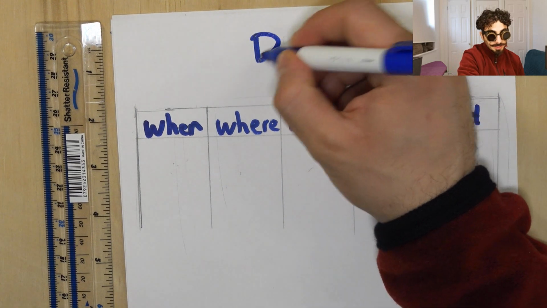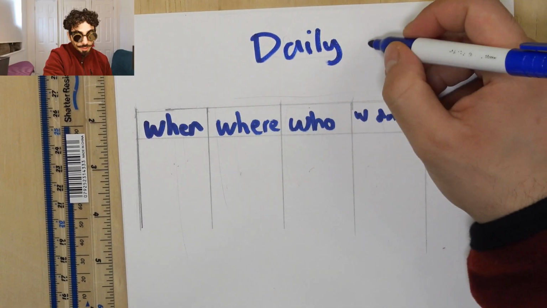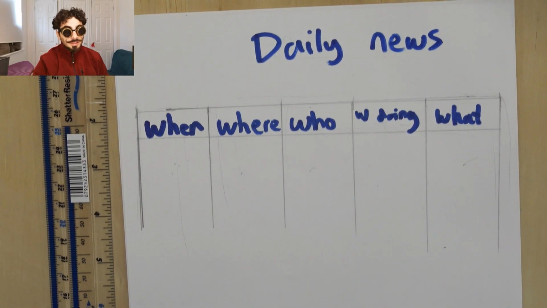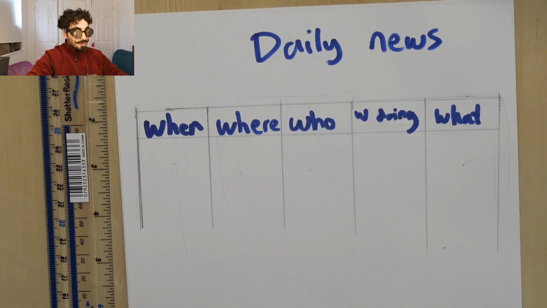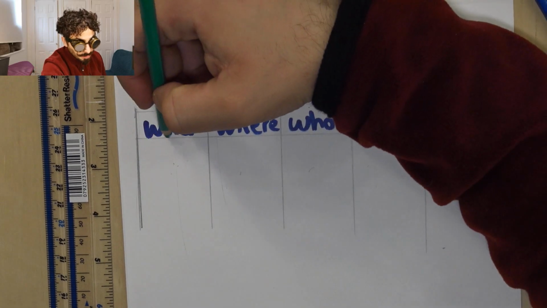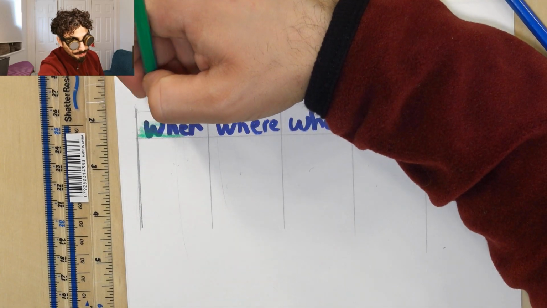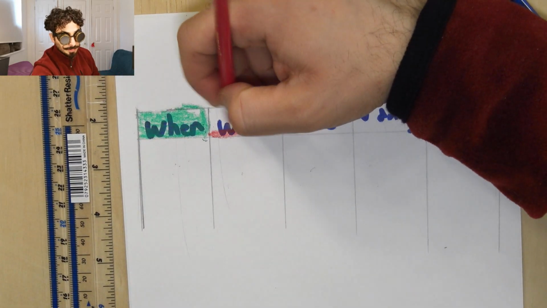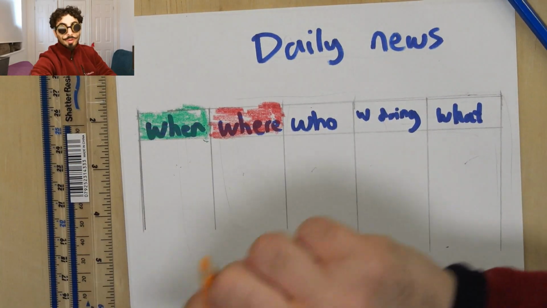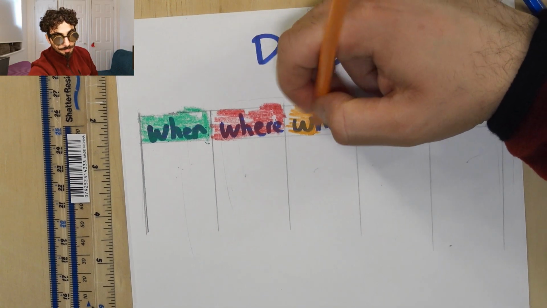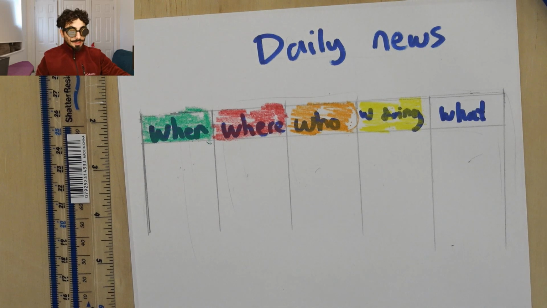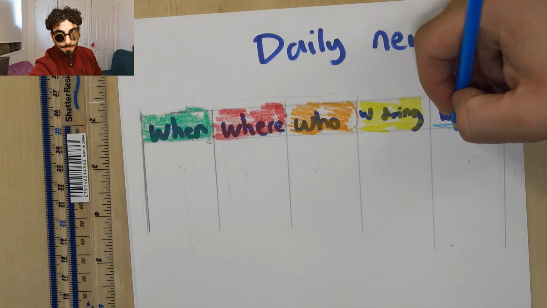And we're going to call this daily news. Now we've got the colours, now we've got our table ready, we can colour it in as well, just to make sure that we remember our colours and what each colour represents. When is green, then we've got where, red, then we've got who, which is orange, then we've got yellow for what doing, and lastly we've got what for blue.